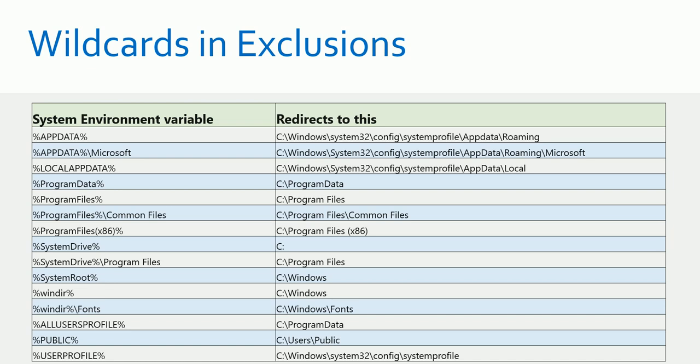Let us go with the wildcard exclusion using system environment variables. Sometimes we give a system environment variable in our exclusion, so let's try to understand it. If we use percent app data percent, then it will take the value C Windows system 32 config system profile app data and roaming. So instead of typing this complete path, you can just mention percent app data percent. And in a similar way, if after that I am using Microsoft, it will add slash Microsoft. So these are the system variables which we can utilize in our exclusion policy. So let me go to the next.